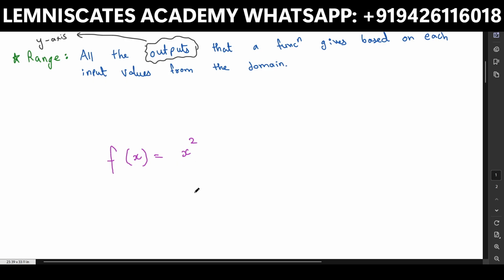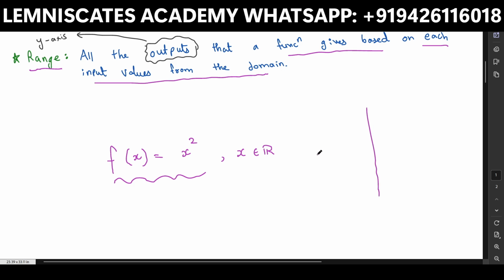Let's say I'm talking about x squared, of course this is valid for all the real numbers. There is no value of x on which the function can break, and that is why this becomes the domain of this function. So whatever x value you put inside this function, you will always get an output. And all these output values a function is able to produce, those output values are called range. So the definition states that all the output values that a function is able to produce based on each input value from the domain, that is range.